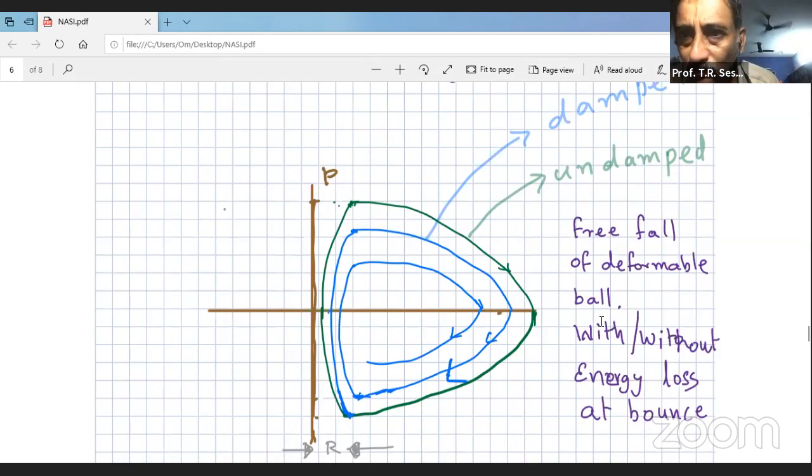And when the ball comes to rest, after an infinite number of oscillations, what will be the center? The center will be on that brown horizontal axis at a distance r from the origin, and it will not move further. That is, it is at rest: zero momentum and the center at a height r from the origin. So this is how the trajectory of the ball will move.